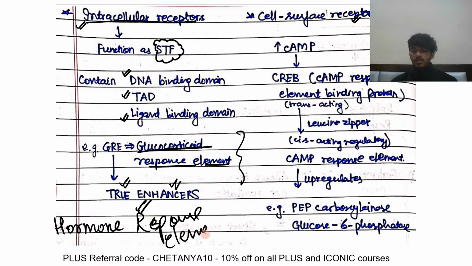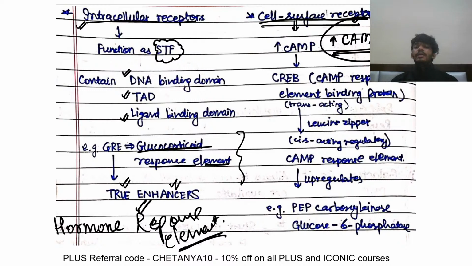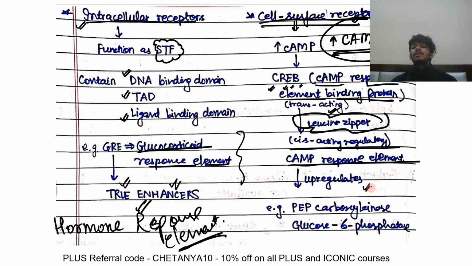The second thing is for hormones which have cell surface receptors. One of the ways they act is by increasing the levels of cyclic AMP. Then this cyclic AMP binds to a protein known as CREB. What is CREB? Cyclic AMP response element binding protein. It is a trans-acting factor which binds via a leucine zipper. Like you have zinc finger, you also have a leucine zipper, which binds to a cis-acting regulatory cAMP response element, which upregulates these enzymes.